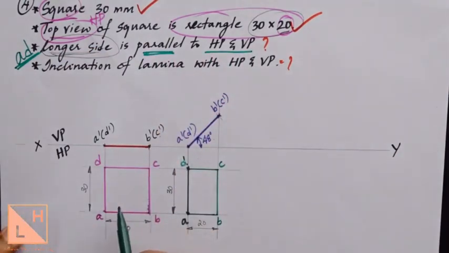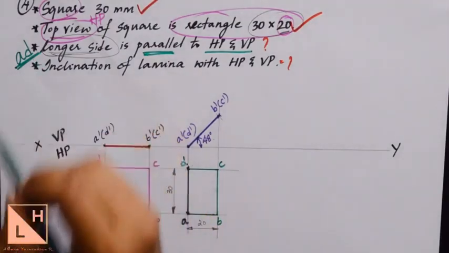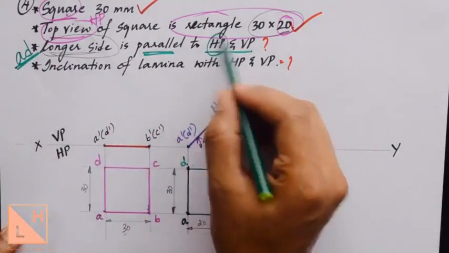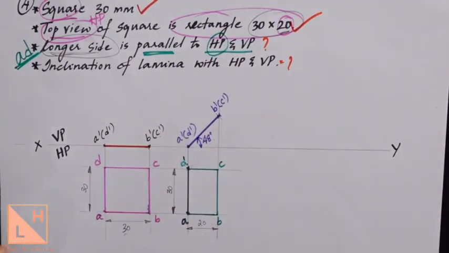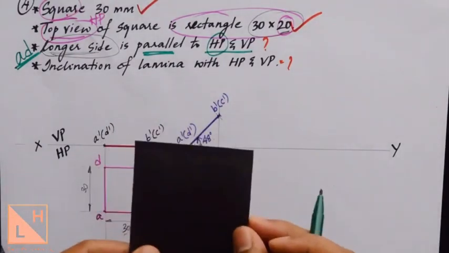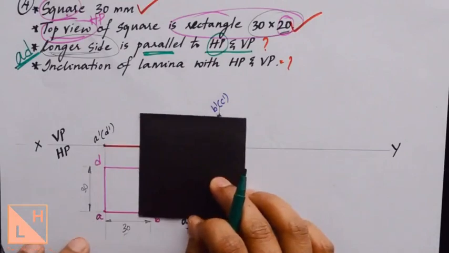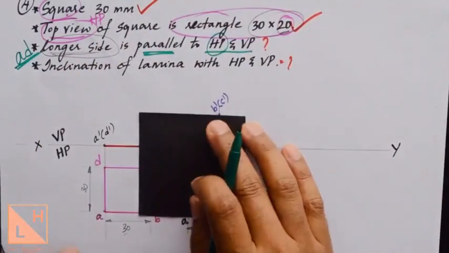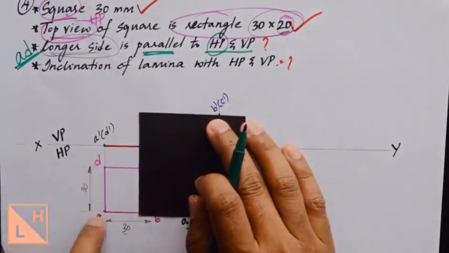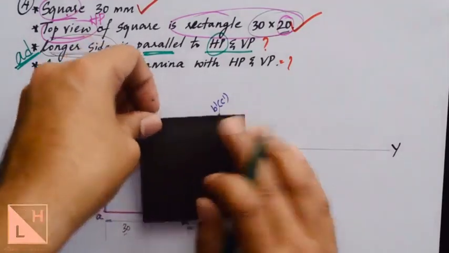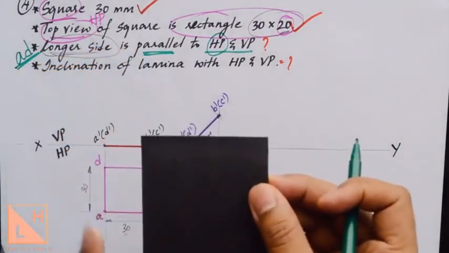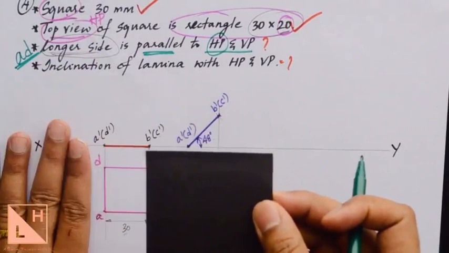For the current position what we have drawn in the first and second position, the edge AD is already parallel to HP. How? You just see, if I have a square lamina, if I keep it on the horizontal plane, this is a horizontal plane, this edge, that is AD, is already parallel to the horizontal plane. If this is AD, this is already parallel to the horizontal plane.